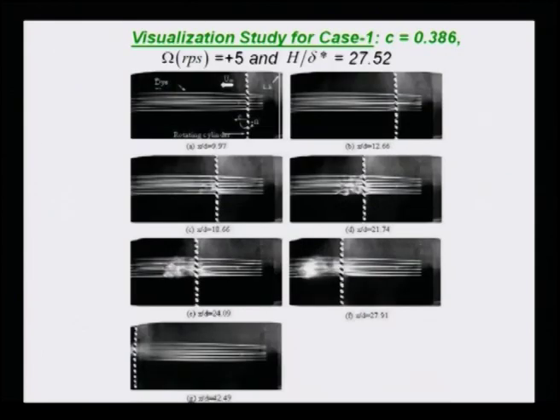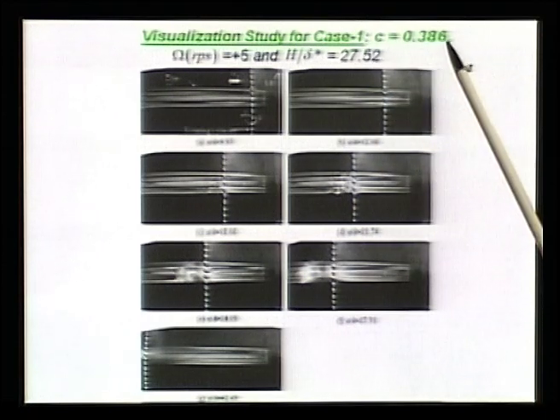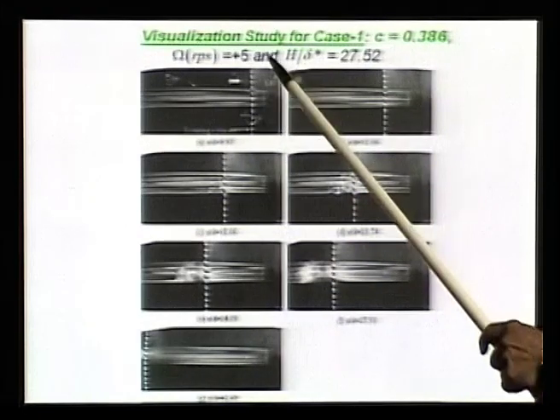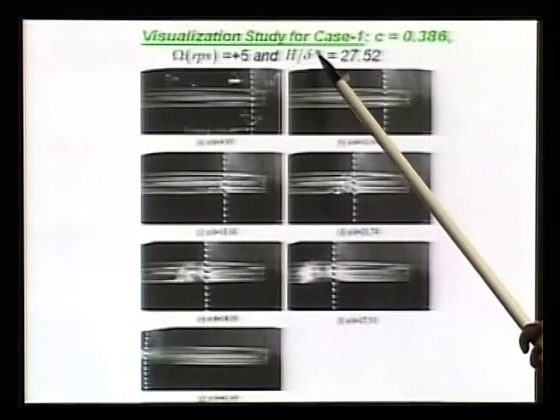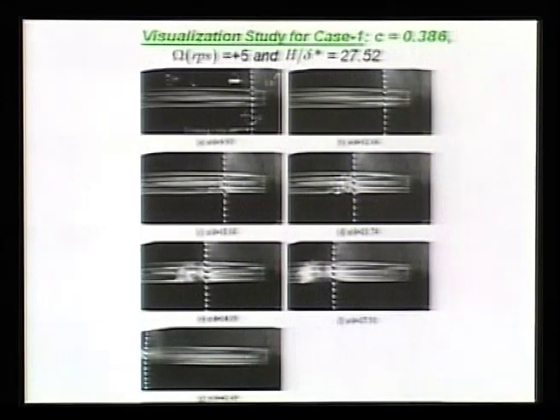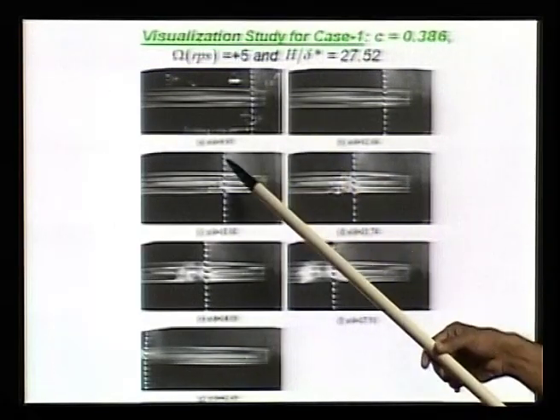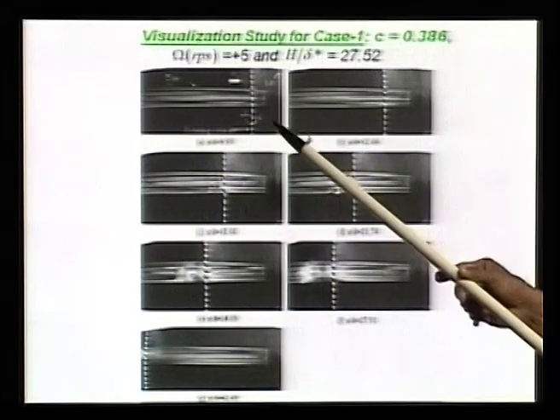Oh, this is one such experiment, a visualization picture that we can see. This is the sequence for case 1. So C is about 0.386 U infinity. The rotation rate is counterclockwise with 5 revolutions per second. The distance between the plate and this is about 27 delta star. And this is the rotating cylinder. We purposely colored it with a helix so that you can visualize it, and it went like this.